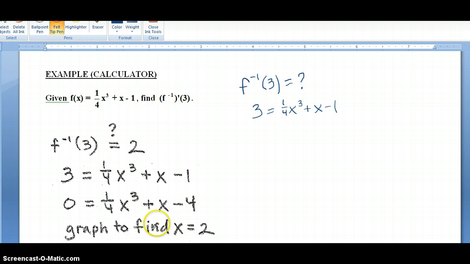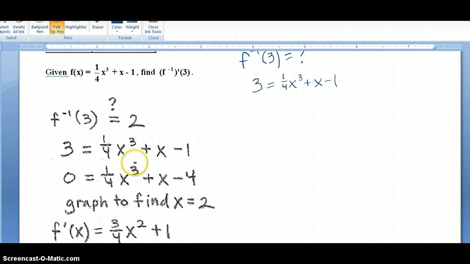Once we find out that x equals 2 is the value that we need, then we have to take the derivative of our function and evaluate it at 2. And keep in mind that 2 is not an x value from our original function, it's actually the y value, and I think I just said that backwards. It's the x value from our original function, but because we're doing the inverse, it's the y value of our inverse function.